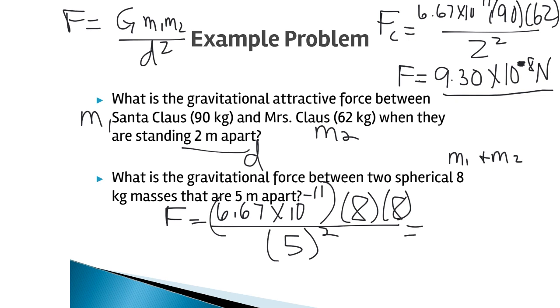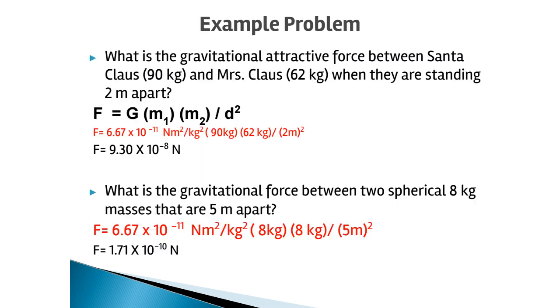Stop a moment, do the math, make sure that you get the right answer. You will also want to use 3 sig figs in your final answers. The final answer here is going to be 1.71 times 10 to the negative 10th, and the unit is going to be newtons.